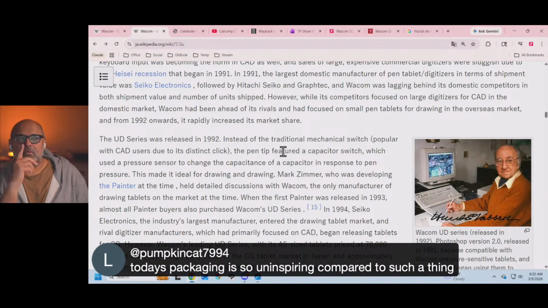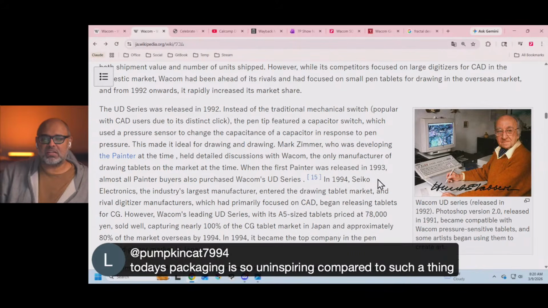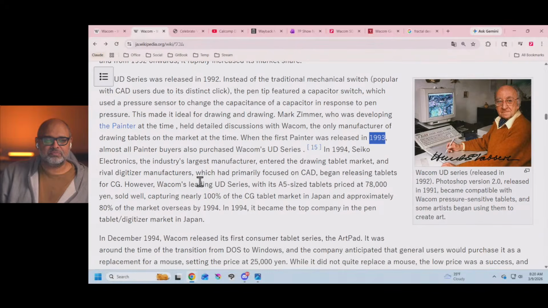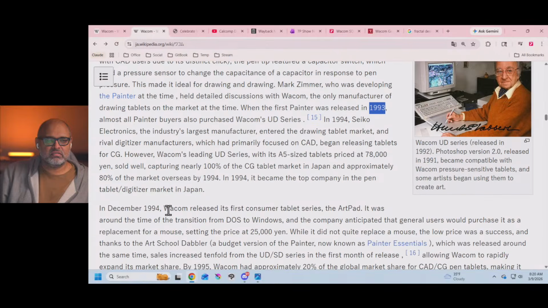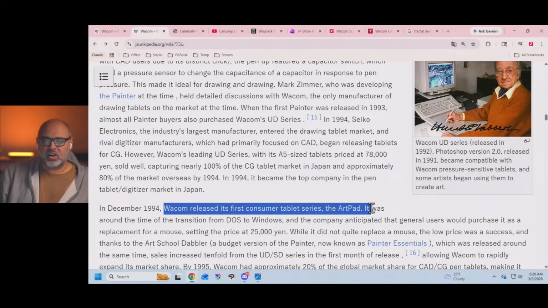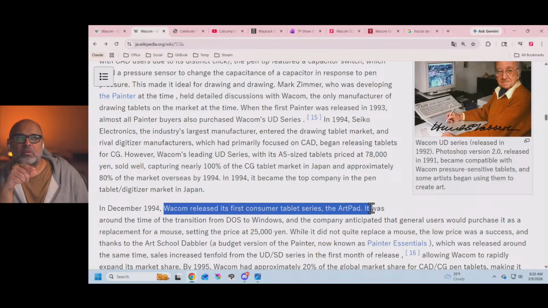Okay, so I just need to back up a little bit. I was at Vanderbilt University in 1994. The first Painter comes out in 1993. Yeah, this is probably when I got my first Wacom, 1994. In December 1994, Wacom released its first consumer tablet series, the ArtPad. So I'm at Vanderbilt, and I drew, but I drew with a mouse, which sucks.